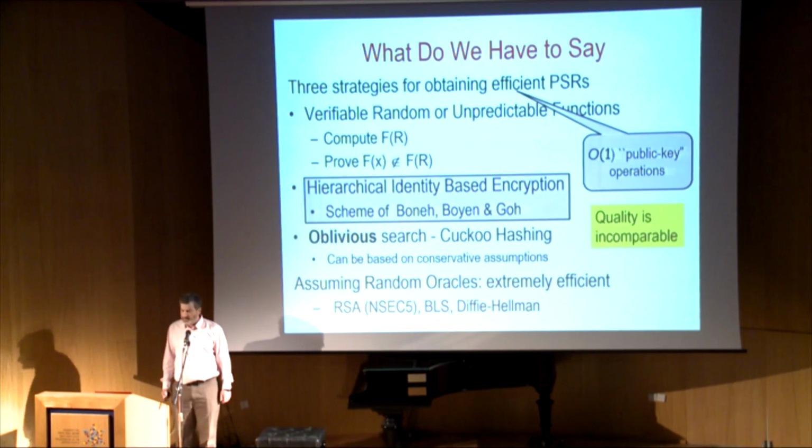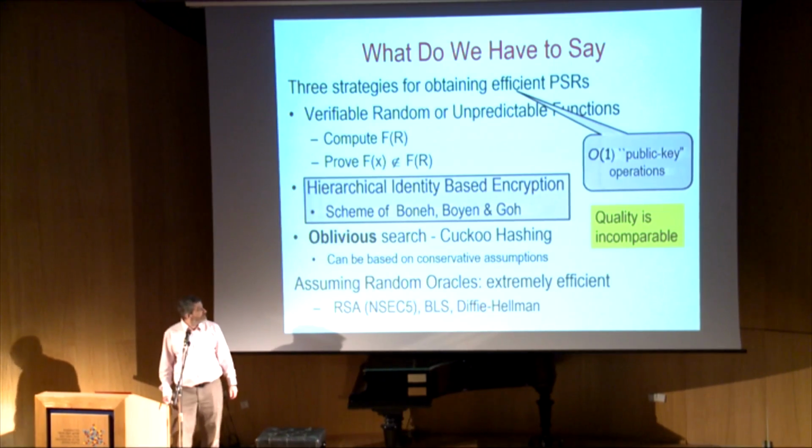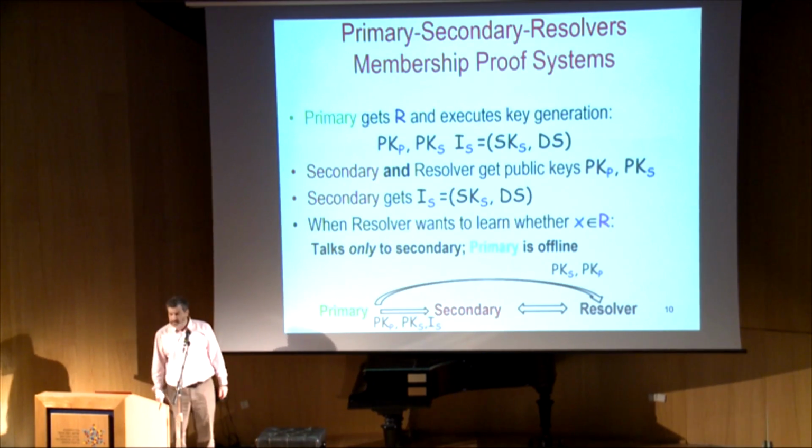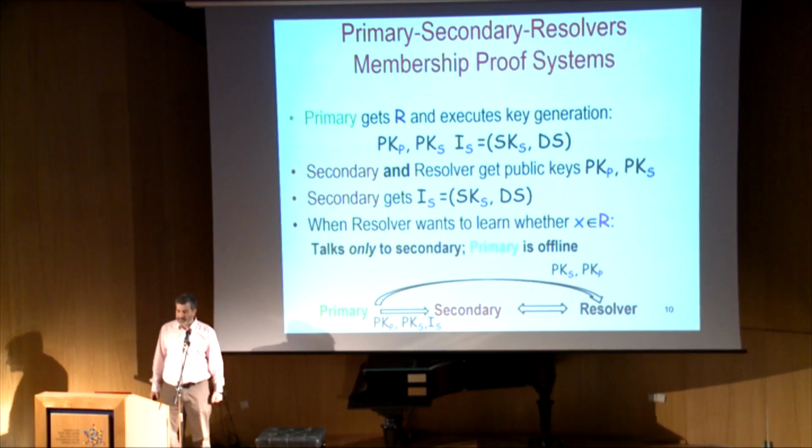Okay, so let's see in slightly more detail. What do we have? We said the primary gets R and executes the key generation. The secondary and the resolver get the public key.